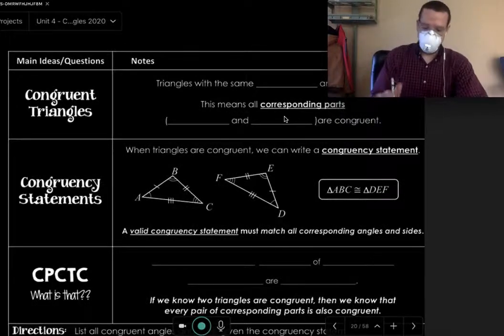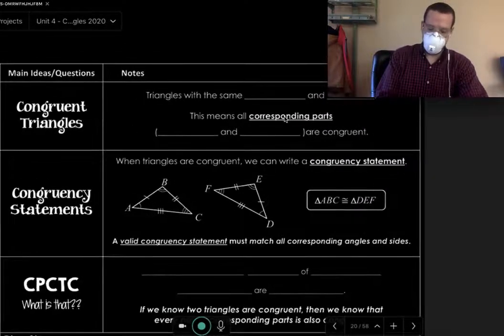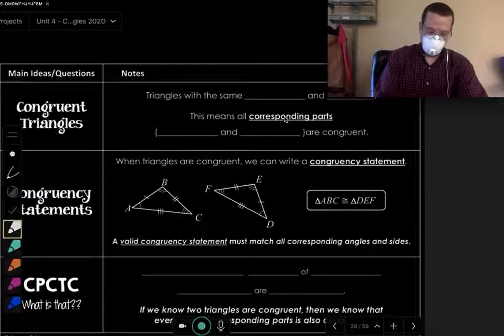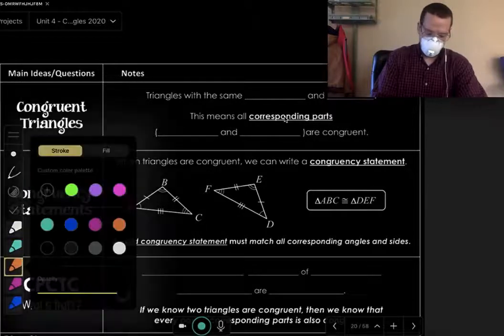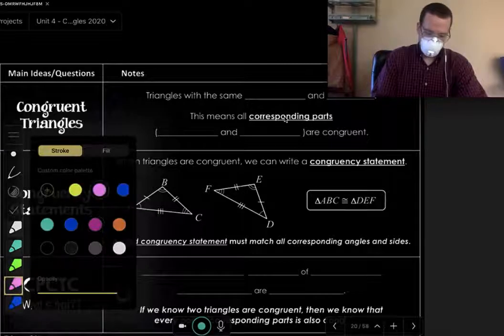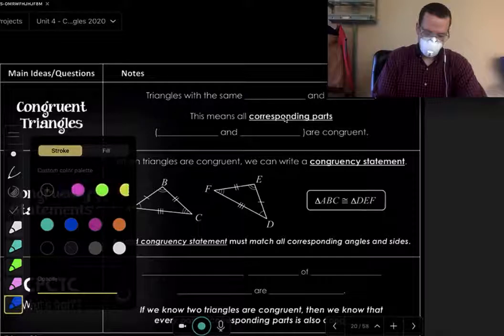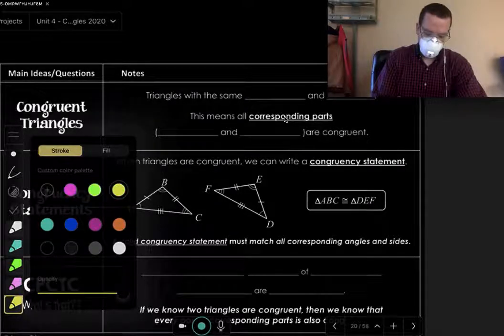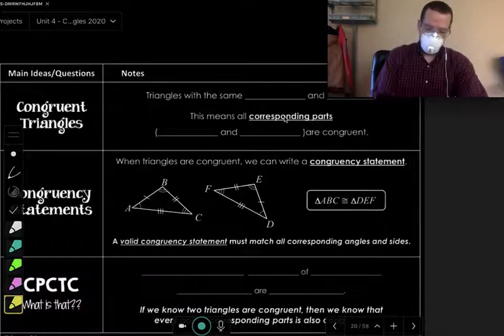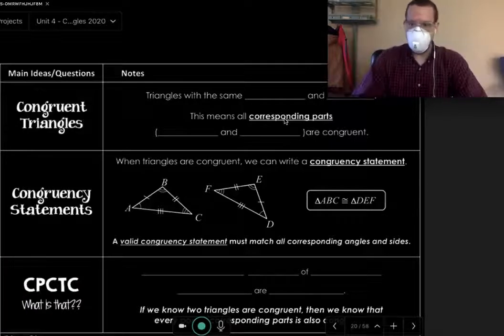Congruent triangles. Let's take some notes. Let me get my colors here since this is the first time opening this one up. Where's my pink? There's pink and yellow. Where's yellow? There's yellow. So, congruent triangles, let's take some notes here.